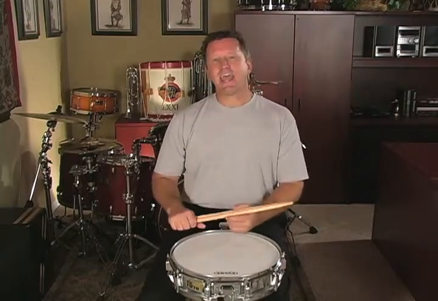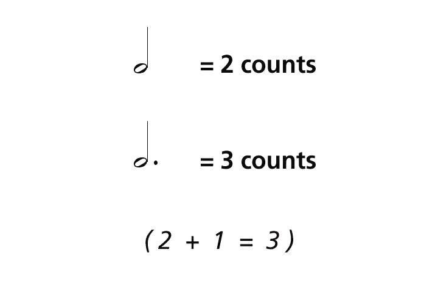Now, whenever we have half notes in quarter time, a half note receives 2 beats. Whenever a dot is placed behind a note, it increases its value by half of the original value. Doesn't just add 1 count. So, notice this half note gets 2 beats. Half of 2 is 1, so 1 plus 2 is 3. So therefore, a dotted half note equals 3 counts.